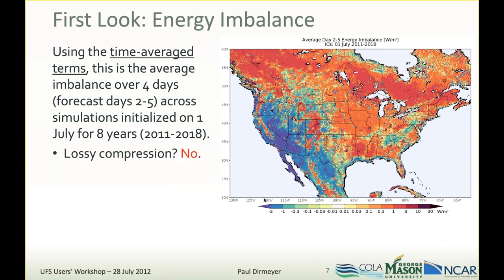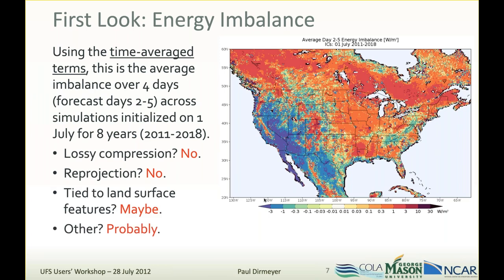Is this a problem with lossy compression in the netCDF output? No, this would be down in tiny fractions of a watt. So that's clearly not what's going on. These data are automatically reprojected from the cube sphere onto a lat-long grid. We've checked that. Is that the problem? No. You wouldn't get spatial patterns this way with reprojection.